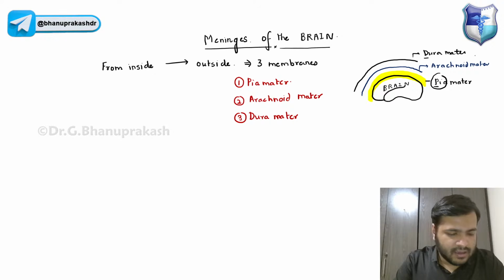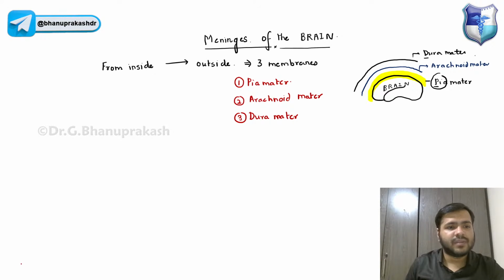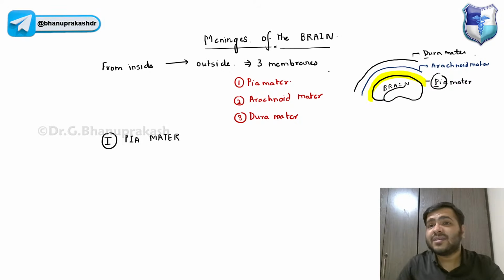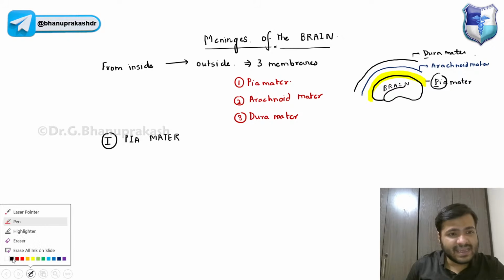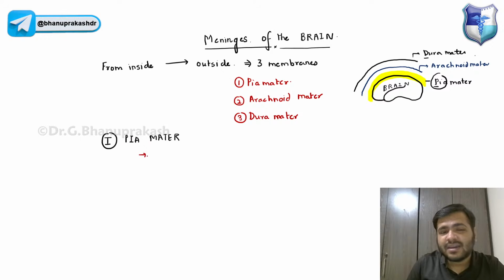Now, guys, starting with the pia mater. The very first one that we are going to discuss is the pia mater. As you can see, it is covering the brain very adherently, very tightly. So remember, guys, it is delicate. It is very, very thin. And remember, it is a vascular membrane.